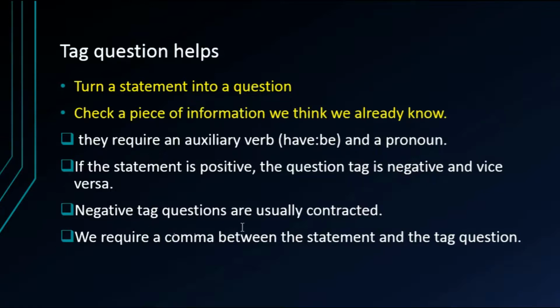Negative tag questions are usually contracted, which means if you have it is not, it's going to become it isn't, right? It's a contracted form. It does not, it doesn't. It has not, it hasn't, right? They have not, they haven't, right? You contract it. We require a comma between the statement and the tag question. So general comments, okay?